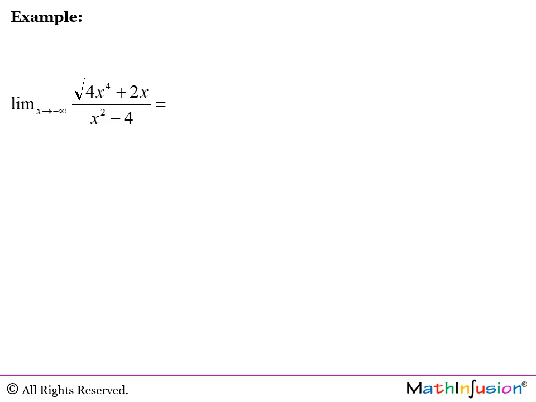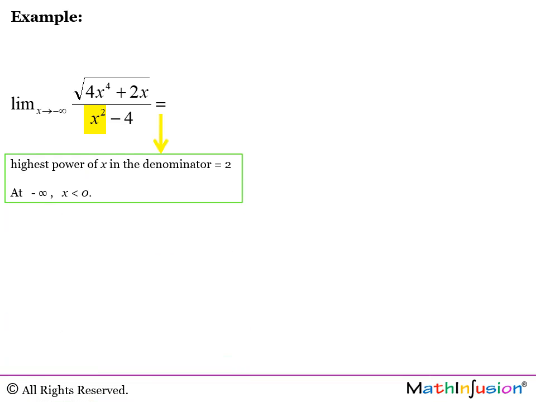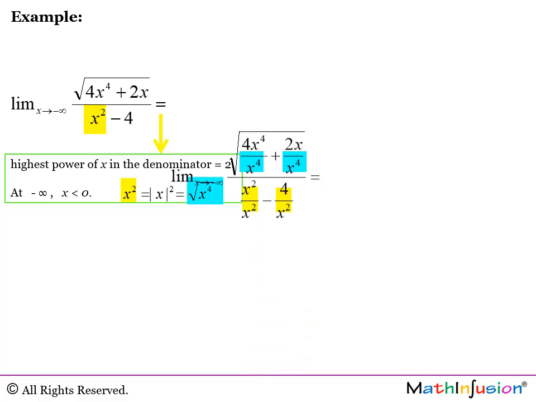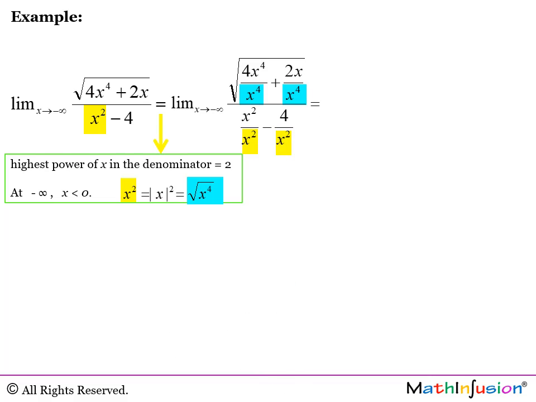Example. Pay attention, now the limit is when x approaches negative infinity. We will divide by x to the power of 2 because the highest power of x in the denominator is 2. Now, at negative infinity, we pay attention that x is less than 0. But we still really don't care because x to the power of 2 is still the square root of x to the 4, because x to the power of 2 is positive. We divide in the square root by x to the 4 and outside the square root by x to the 2. We get that.